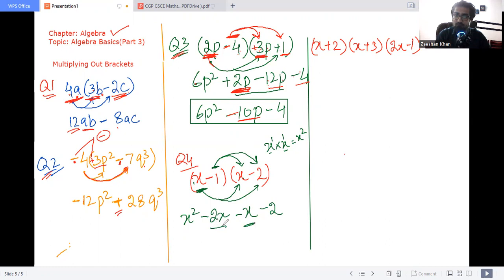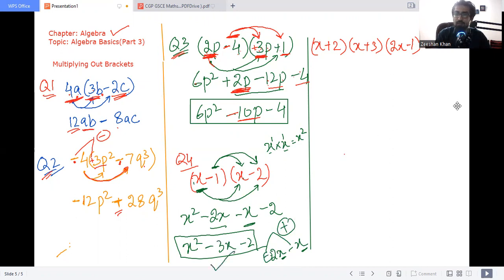Now you can see negative 2x and negative x, so it would become x squared minus 3x plus 2. We can add negative 2x and negative x because both contain x. Negative and negative means we have to add them, and we write the bigger sign, which is negative. I have written that over here. This is the answer.